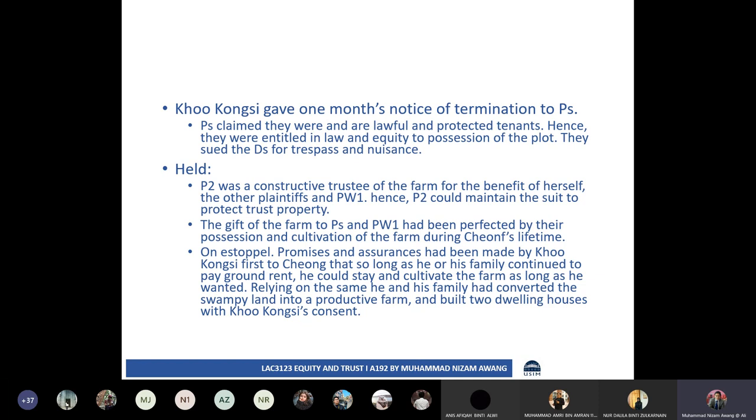Here, the settlor had informed the trustee Ku Kong Si that they can stay on the land as long as they pay the ground rent. So they have relied on the promise made by the ancestor. But the issue here is that they were illiterate farmers, so they did not understand that the trustee, the landlord, can issue one month notice to terminate the tenancy. But there was no objection, right, for more than 50 years by the trustee or by the landlord, by the next of kin of the landlord.